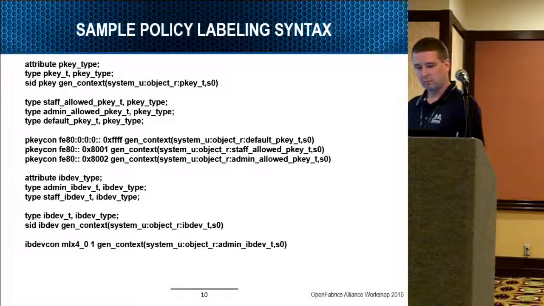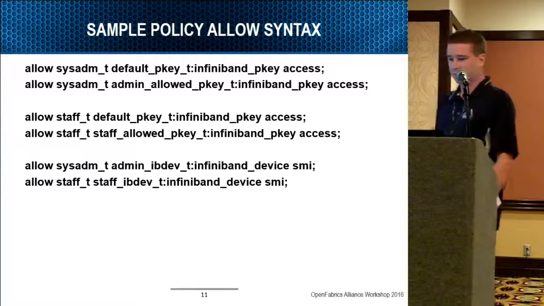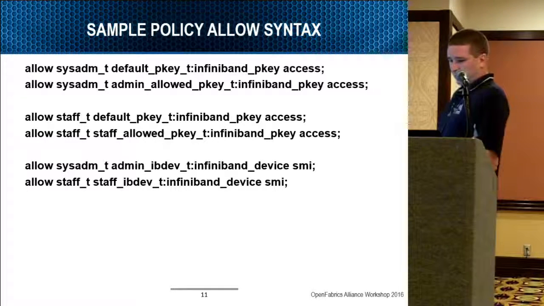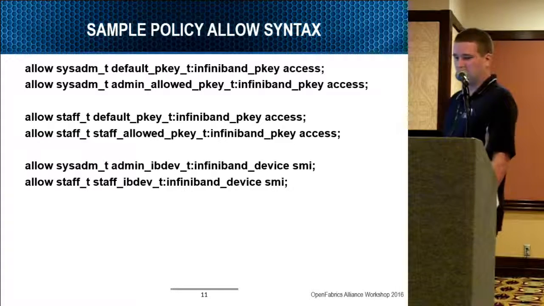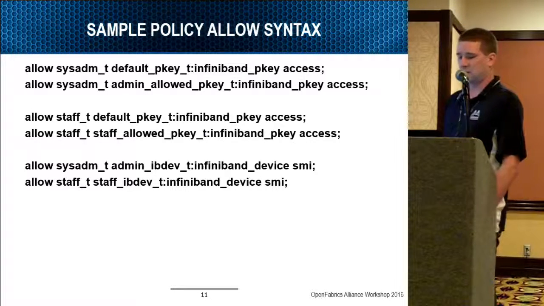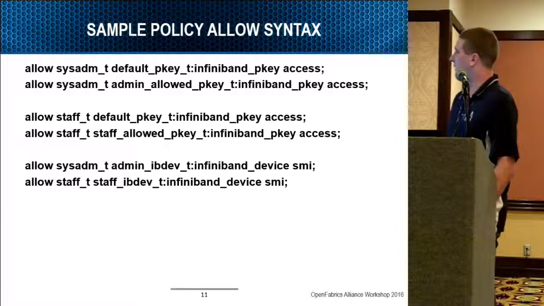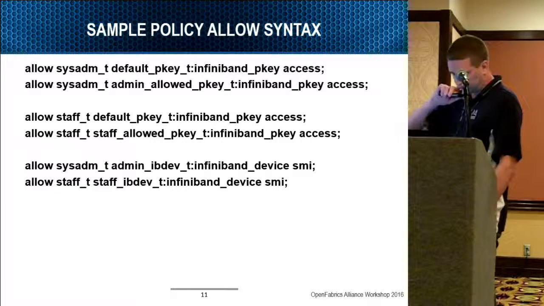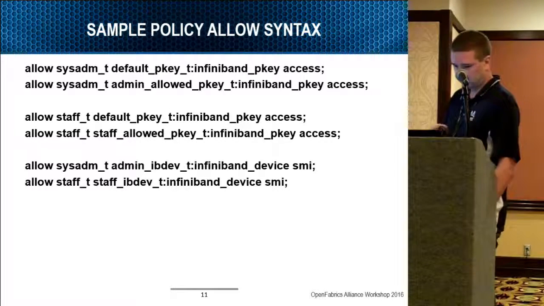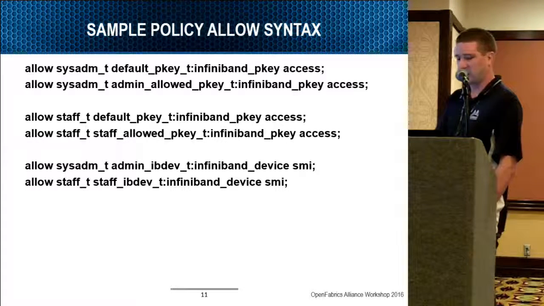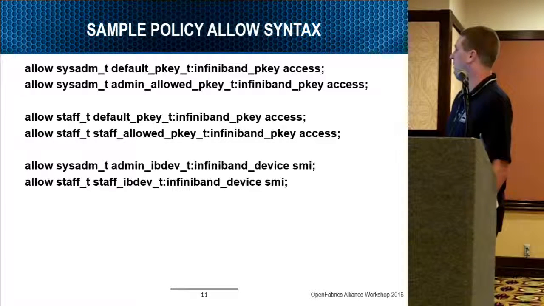Here's the allow syntax. The first line is allowing the sysadmin T type, which is for an admin user, to access the default P key and the admin allowed P key. The second 2 lines allow the staff user to access the default P key and the staff allowed P key. And then, I actually have an extra line on here, the second line that allows the staff to access the staff IB dev T device, that isn't actually in the policy that I'm going to show in the screenshots.